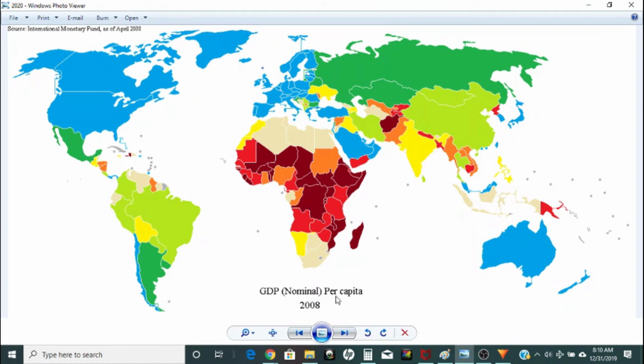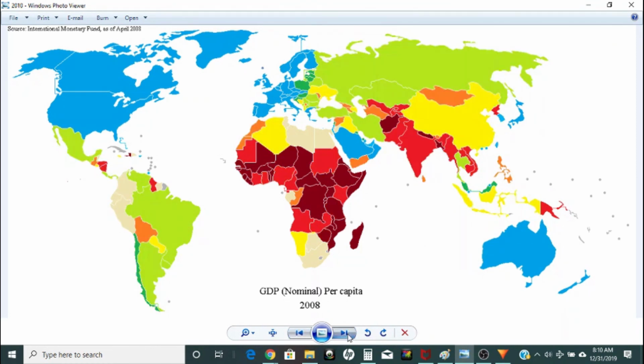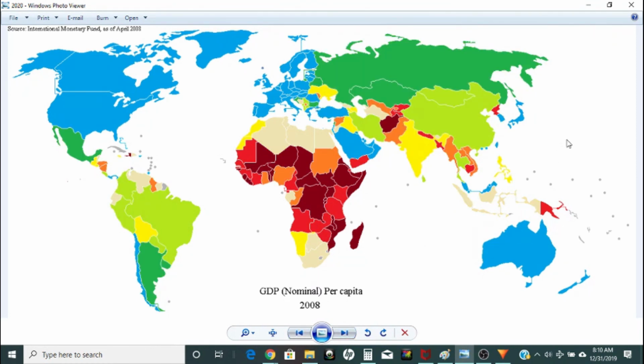So I think using my two maps, I've given a fair summary of how the world economy has changed over the past decade.